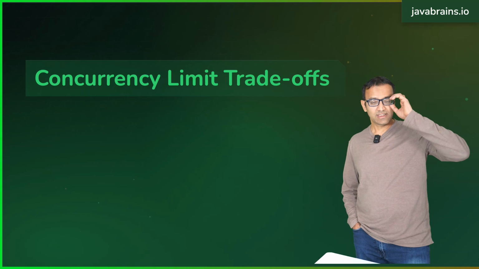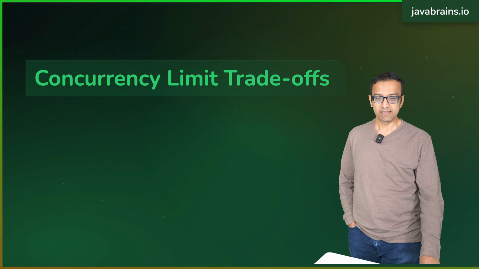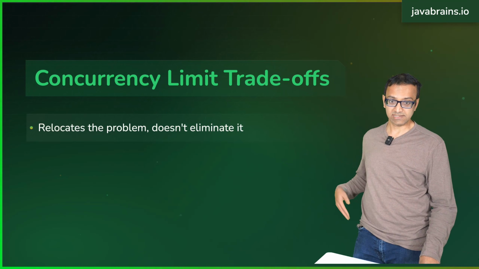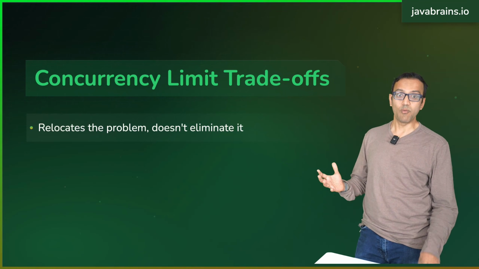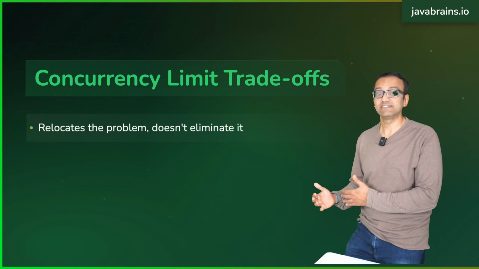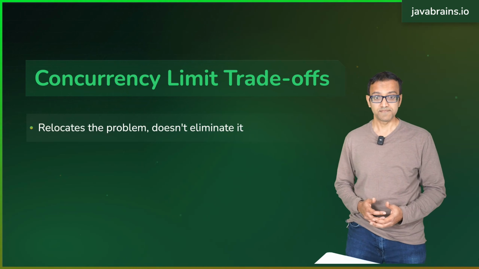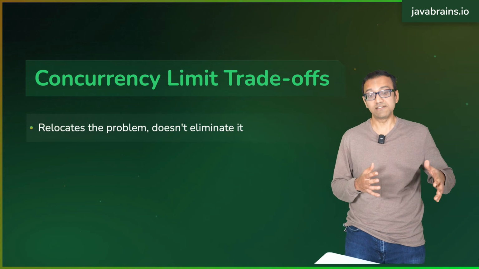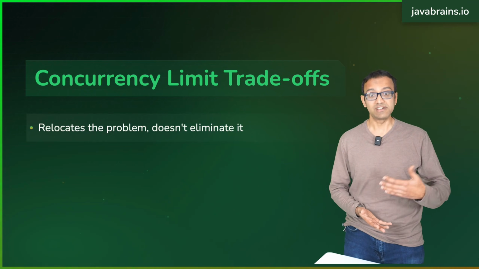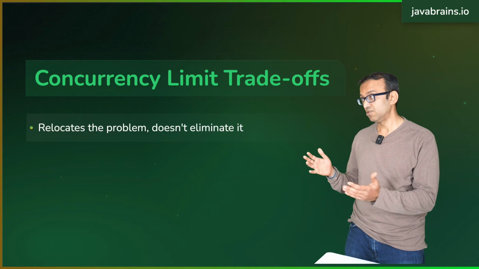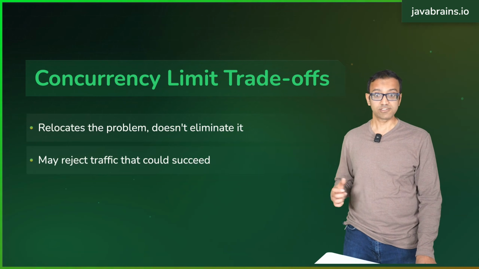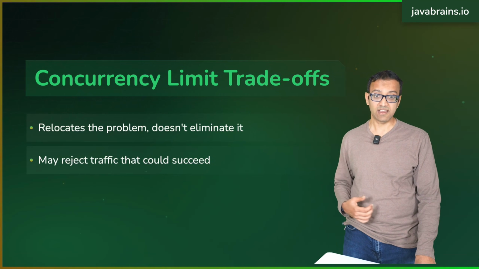What are the trade-offs for concurrency limiting? It does not eliminate the thread exhaustion problem. It relocates it. And now we have to deal with, okay, what do I do when something fails? Now you have threads that cannot acquire permits. They still need to go somewhere. They can either wait, which can consume the thread pool, or they can fail fast, which returns an error to the user, or you can queue them up, which has its own memory and latency implications.